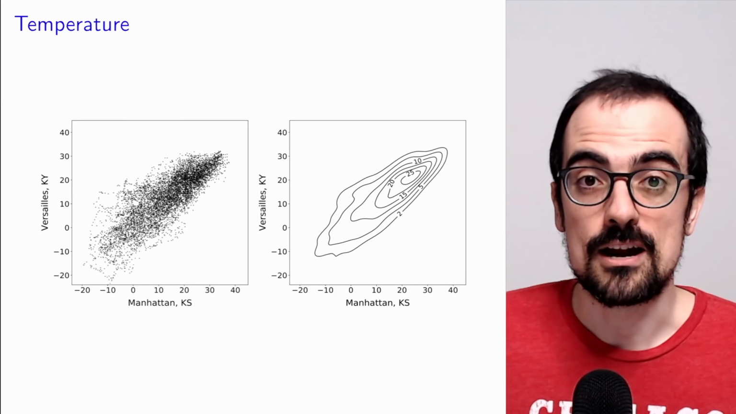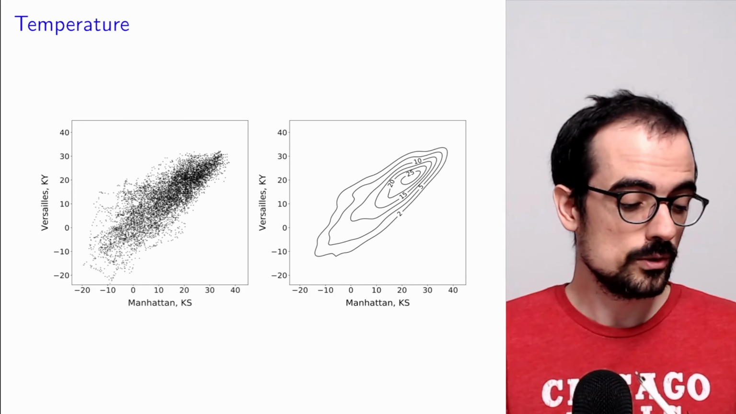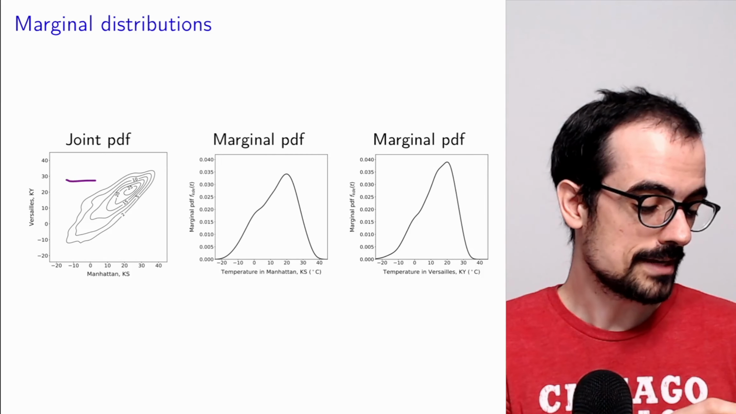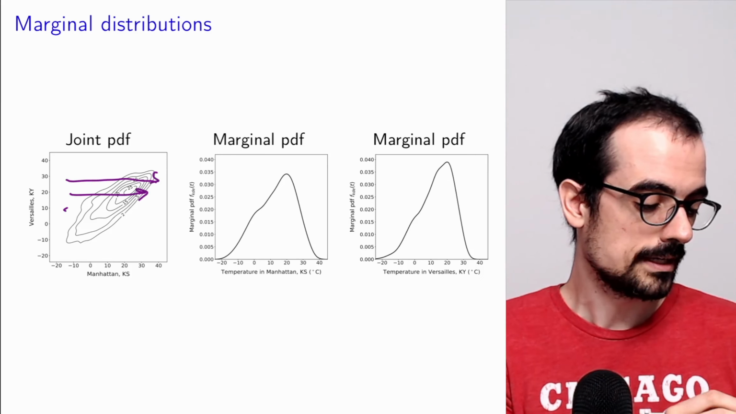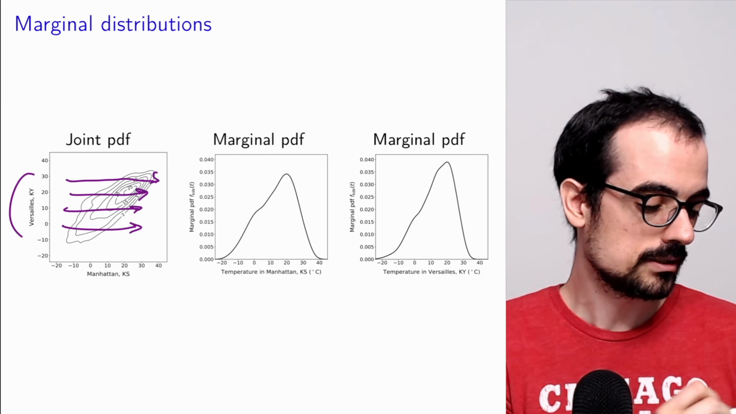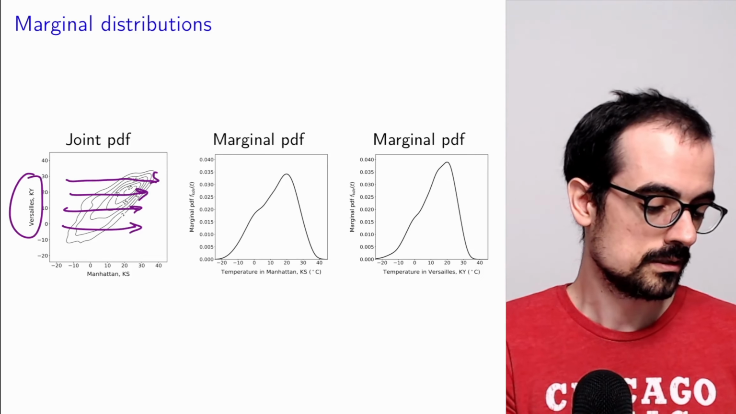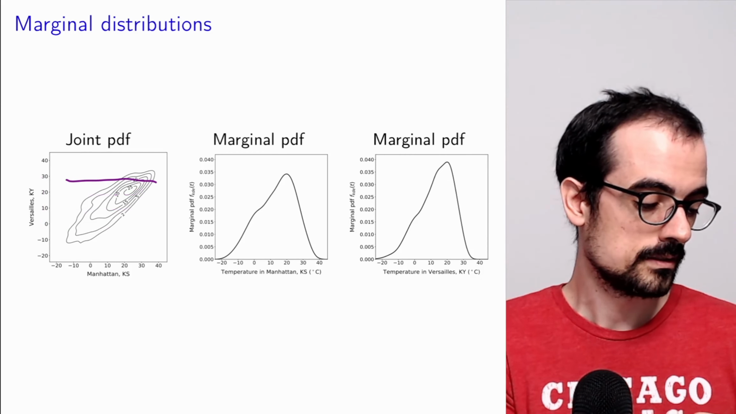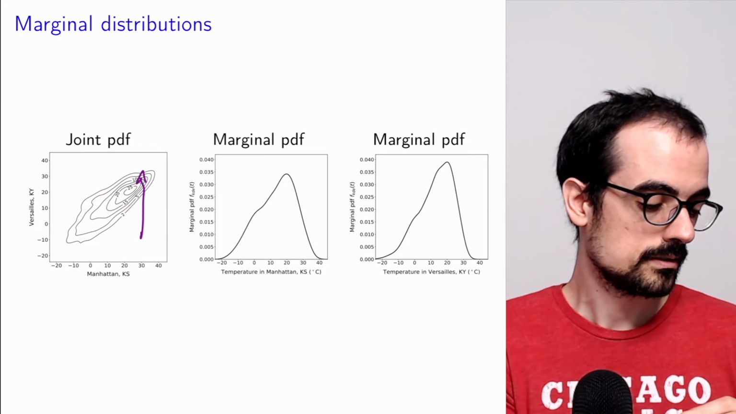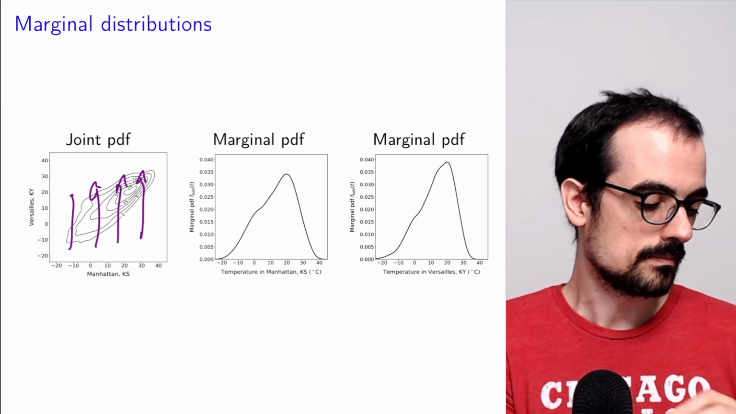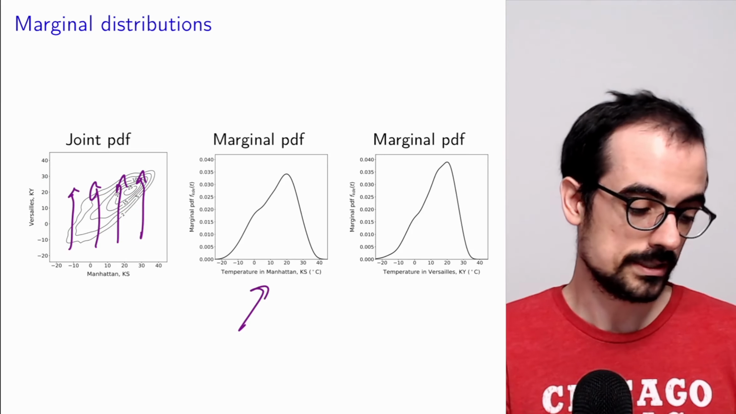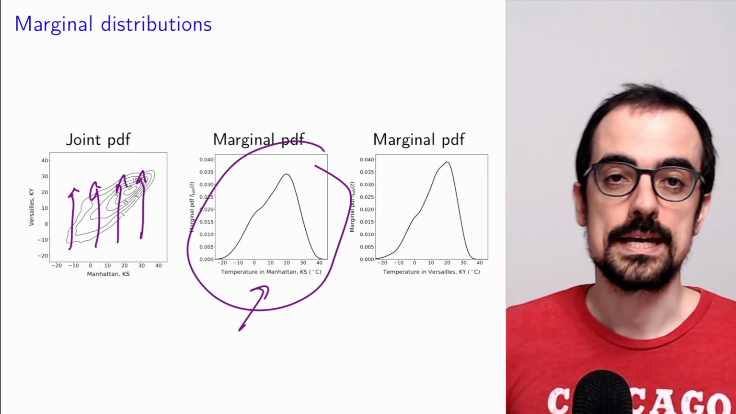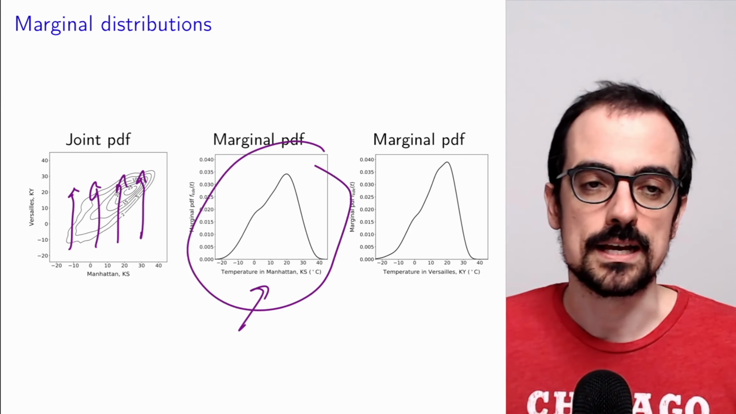All right, so here in our temperature example, if we integrate the joint PDF in this direction, we get the marginal at Versailles, which is this one. If we integrate the joint PDF in this direction, we get the marginal temperature at Manhattan, which tells us what the temperature is at Manhattan, no matter what's going on in Versailles.